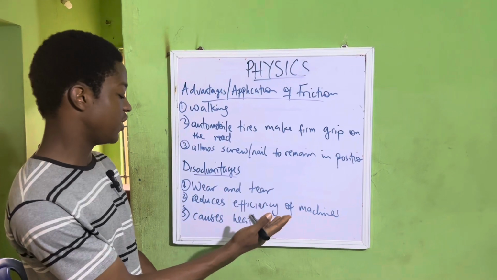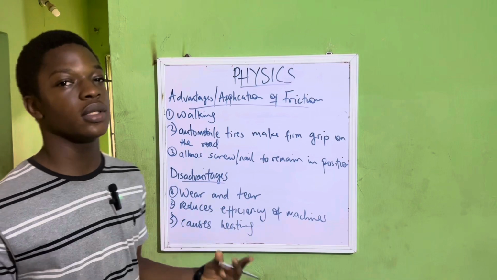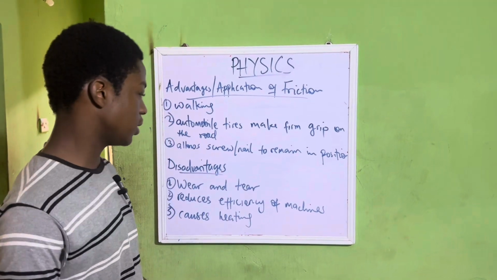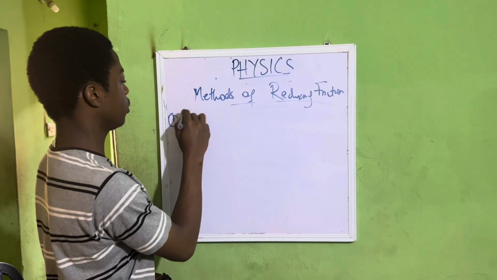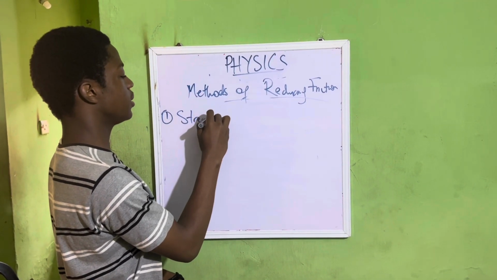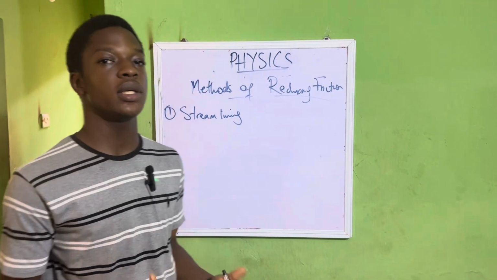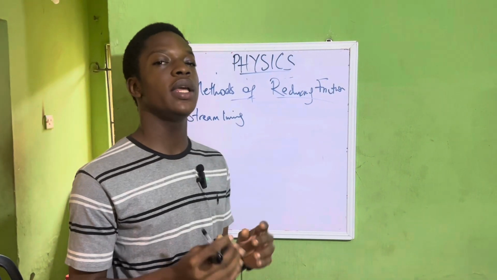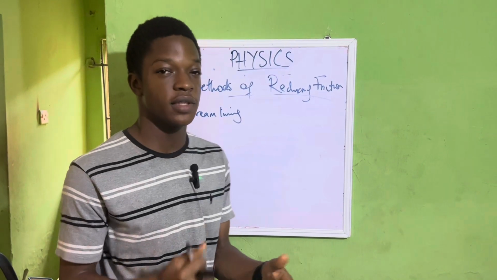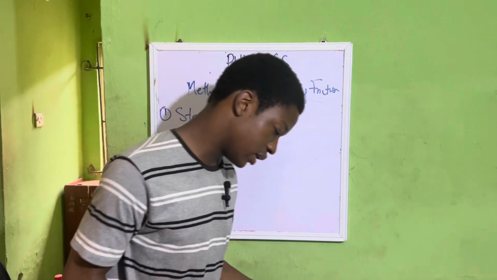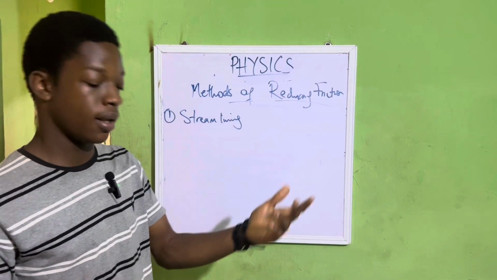And as the efficiency reduces, it also causes heating on some machines, thereby causing loss or damage to the machines. So we have different methods of reducing friction. First one is streamlining. Streamlining is a method of making the shape of the object that is in motion such that only a small part of that object comes in contact with the surface. For example, the streamlined body of aircraft. So it reduces friction with the fluid, which is air or liquid.